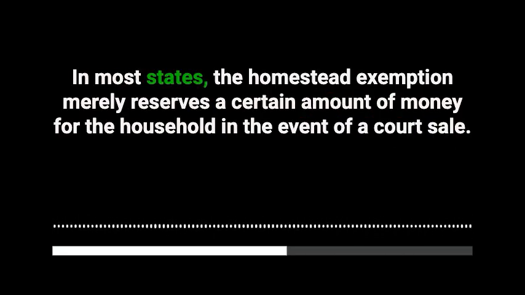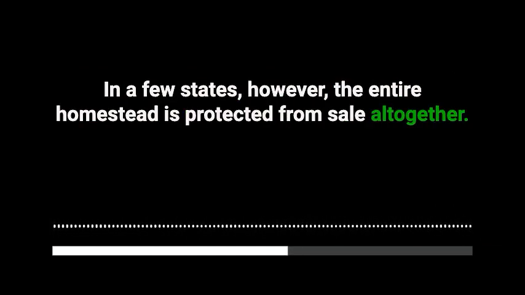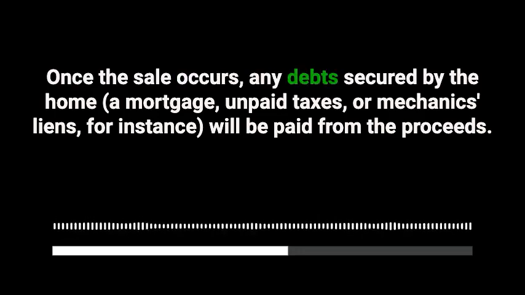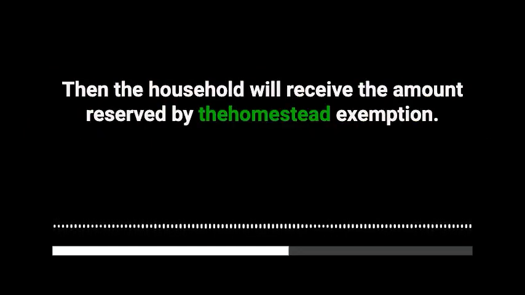In most states, the homestead exemption merely reserves a certain amount of money for the household in the event of a court sale. In a few states, however, the entire homestead is protected from sale altogether. Once the sale occurs, any debts secured by the home will be paid from the proceeds. Then the household will receive the amount reserved by the homestead exemption. Whatever remains will be applied to the household's unsecured debts.